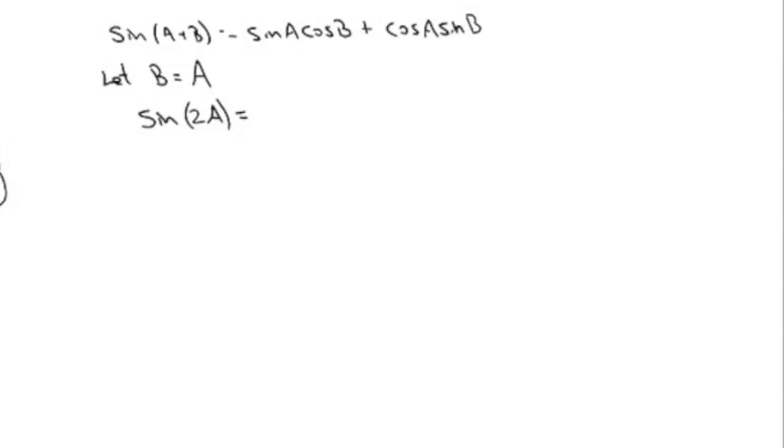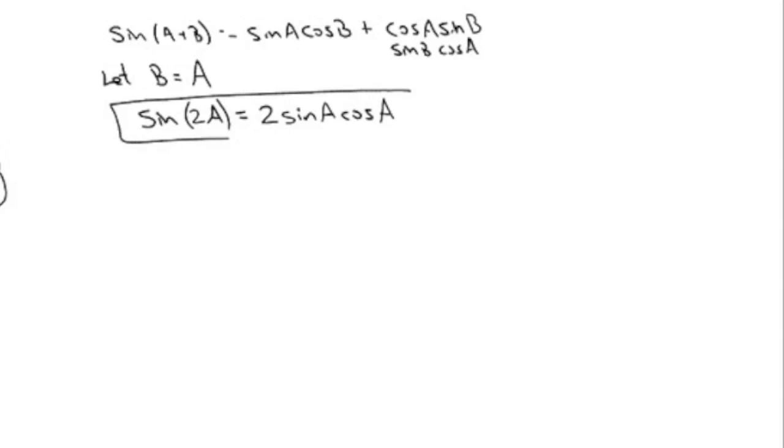Write it as this. You might see it a little bit better then. Sine a cosine a plus sine a cosine a is 2 sine a cosine a. And this is the only double angle formula for sine.